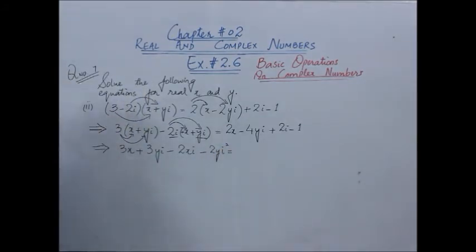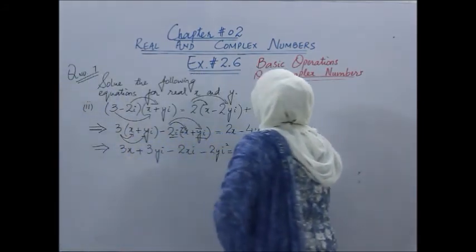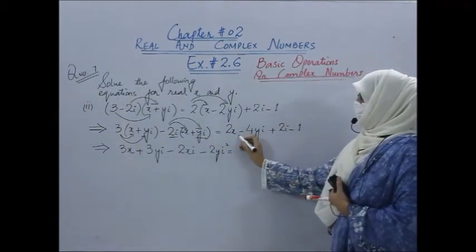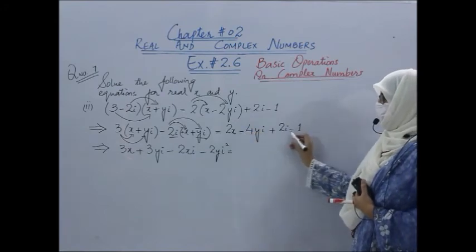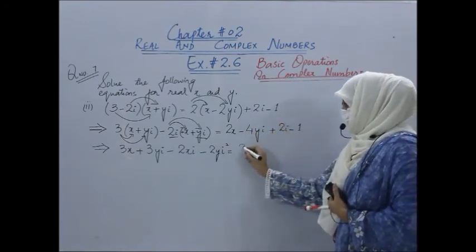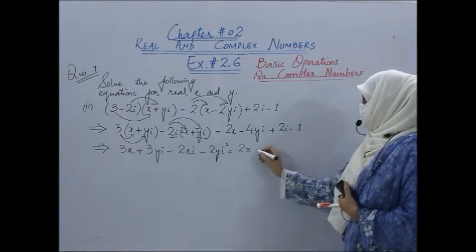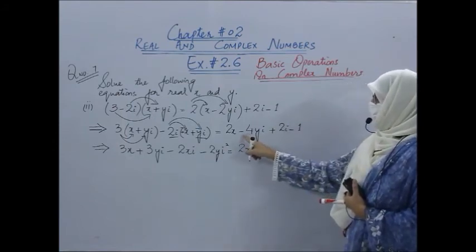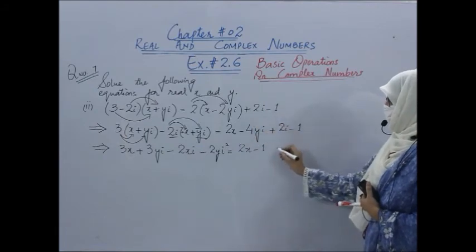Now what about the right hand side? So here students, we will rewrite this side as a real part with the real and imaginary part with the imaginary part. That is 2x minus 1 and then minus 4 iota with plus 2 iota.